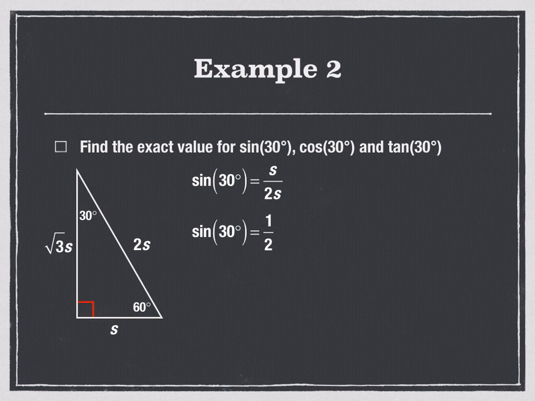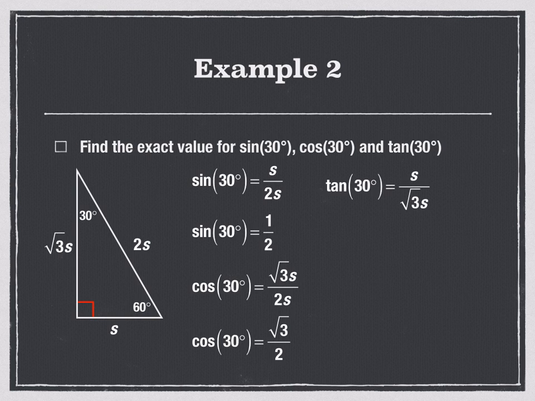All right? So, okay, cosine of 30 degrees. Cosine is adjacent over hypotenuse. So in this case, that's radical 3s over 2s. Again, the s's cancel, and I'm left with the exact value of radical 3 over 2. And when I look at tangent, tangent is going to be opposite over adjacent, so that's s over radical 3s. The s's cancel. There's always a 1 left in the numerator, so that's 1 over radical 3. And thanks to the idea of having to rationalize, we rewrite 1 over radical 3 as radical 3 over 3.